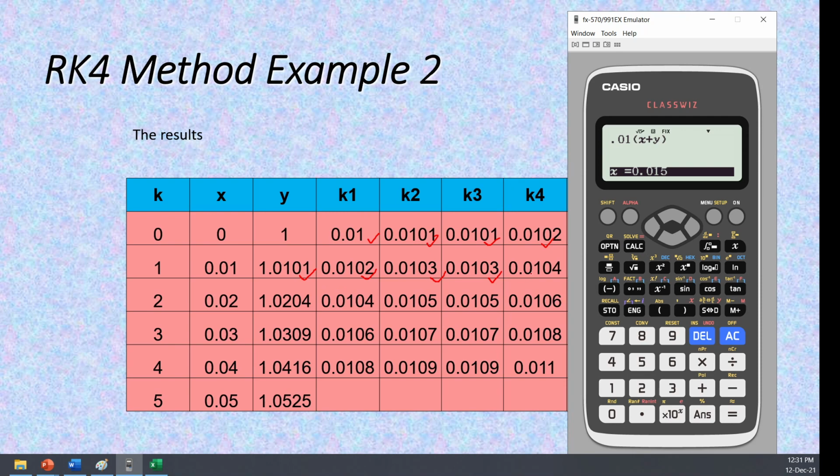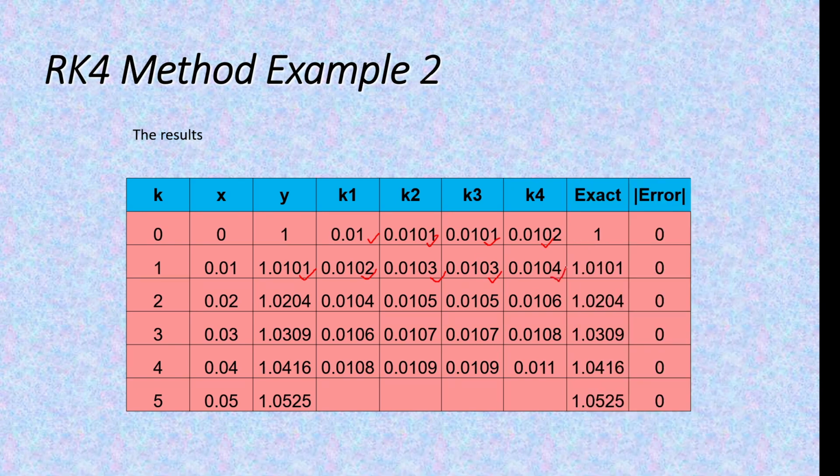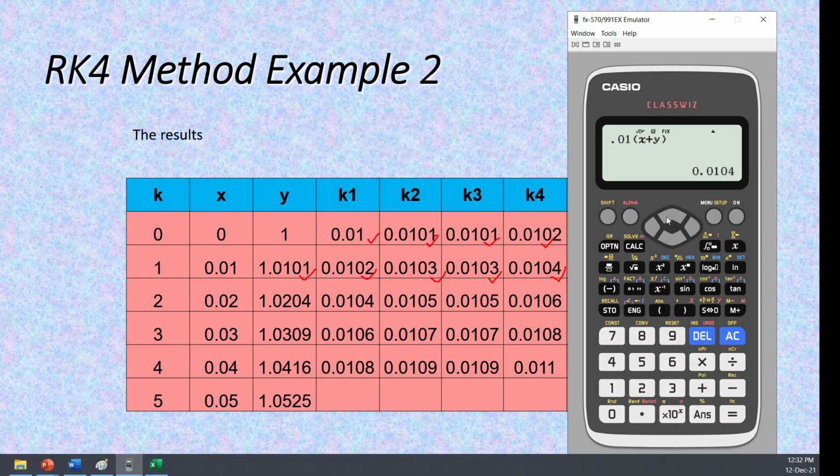Okay, for k4, x is exactly here, 0.01 add up with h, you get 0.02. y is y plus k3, 1.0101 add up with 0.0103. So you get 0.0104. And then 1, 2, 3, 4. Calculate.